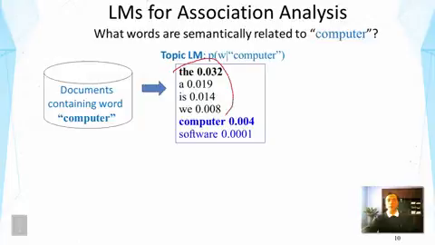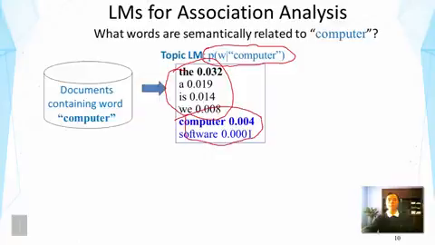Well, not surprisingly, we see these common words on top, as we always do. So in this case, this language model gives us the conditional probability of seeing a word in the context of computer. And these common words will naturally have high probabilities. But we also see computer itself and software will have relatively high probabilities. But if we just use this model, we cannot just say all these words are semantically related to computer. So intuitively, we would like to get rid of these common words. How can we do that?